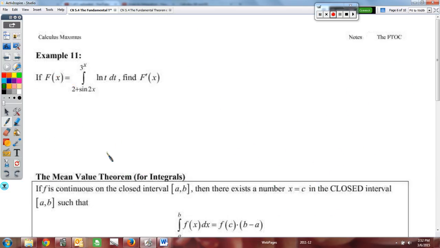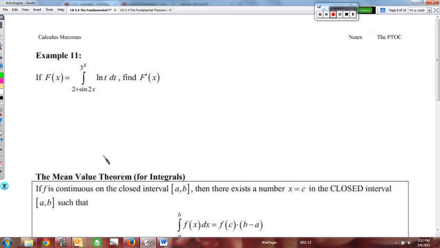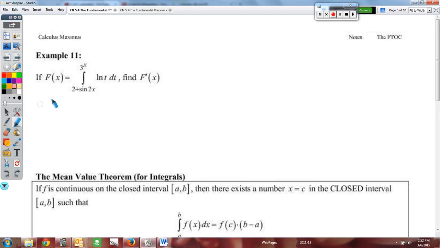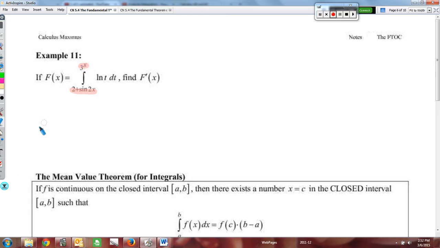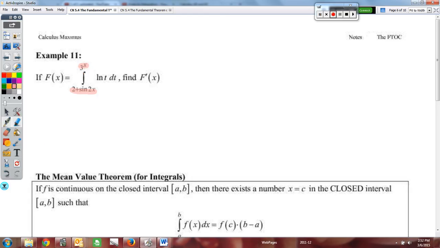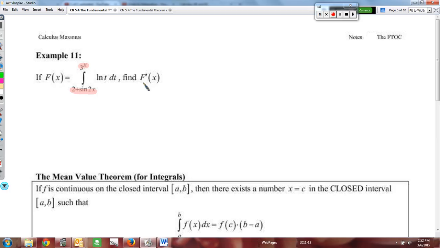All right, let's do one more example of this, and then we'll stop this video. This has bounds that are functions, both here and here. So again, in my mind, what I'm thinking of is that I want to find the derivative of f of x. So I'm taking the derivative with respect to x of an integral going from 2 plus sine of 2x to 3 to the x of ln of t dt.